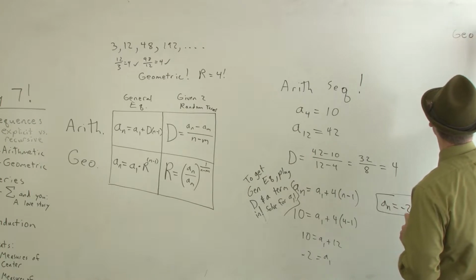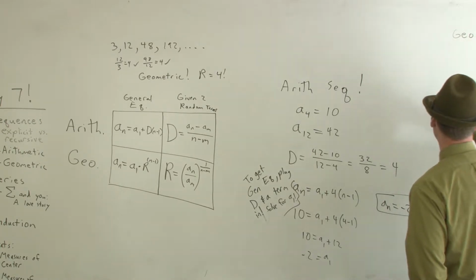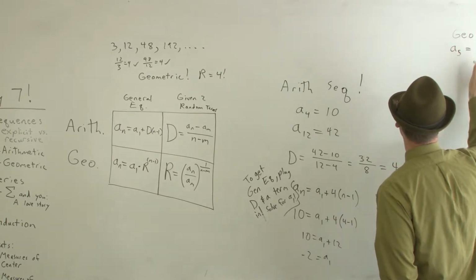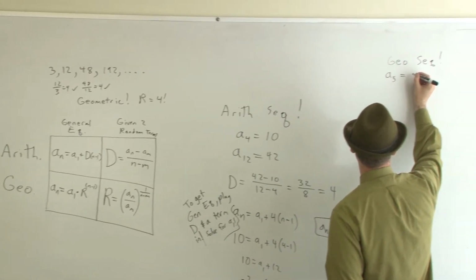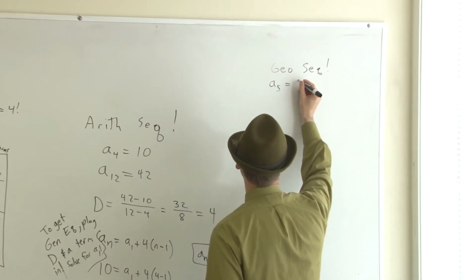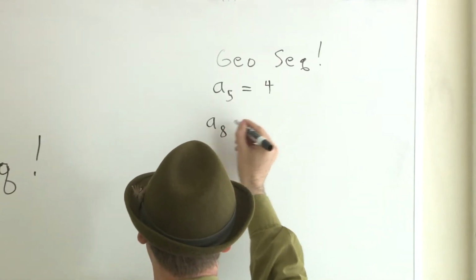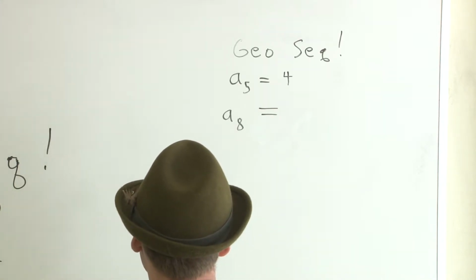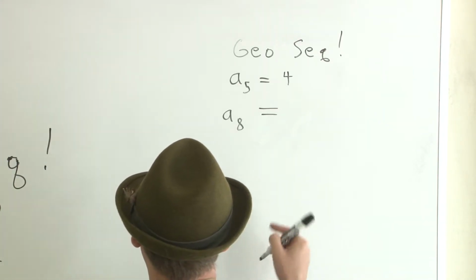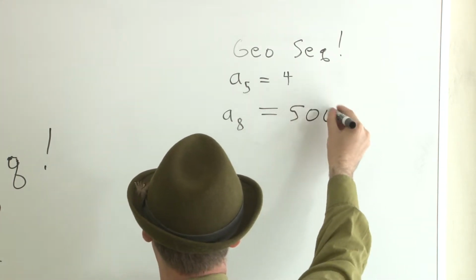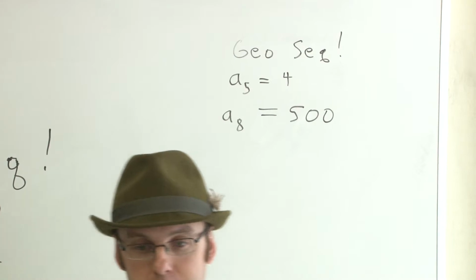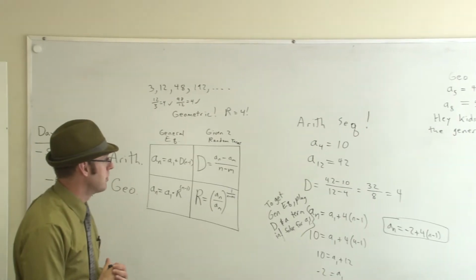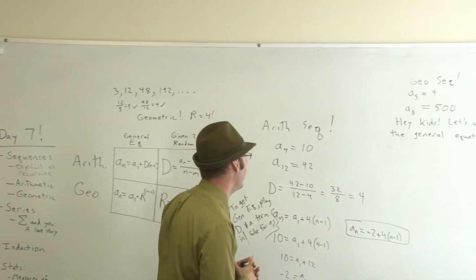So, let's say they tell you, I have this lovely geometric sequence. I know that the fifth term is, let's say, 4. And let's say that the eighth term is 500. Hey kids, let's write the general equation. So just like your favorite Saturday morning programs, let's do this.